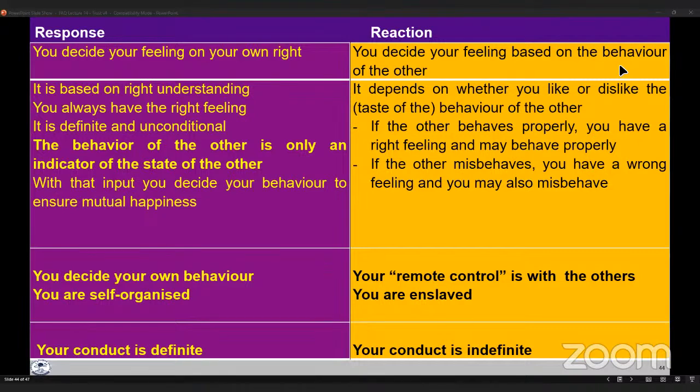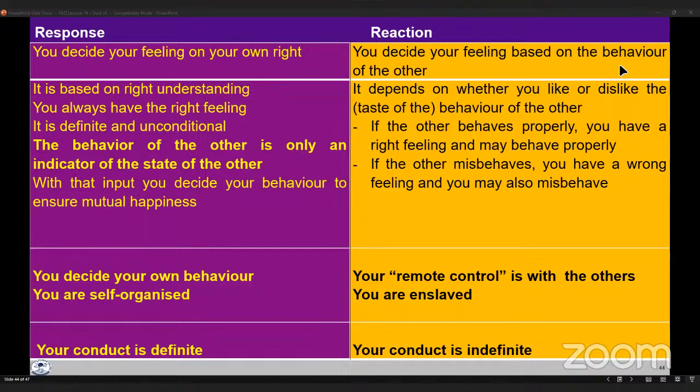So whenever we are responding, it is based on right understanding. You always have the right feeling. So I have the feeling of trust for the other person. It is definite, unconditional. Whatever be the state of the other person, whatever would be the expression of the other person, I am having a different response, isn't it? So it's definite that my conduct is definite there.